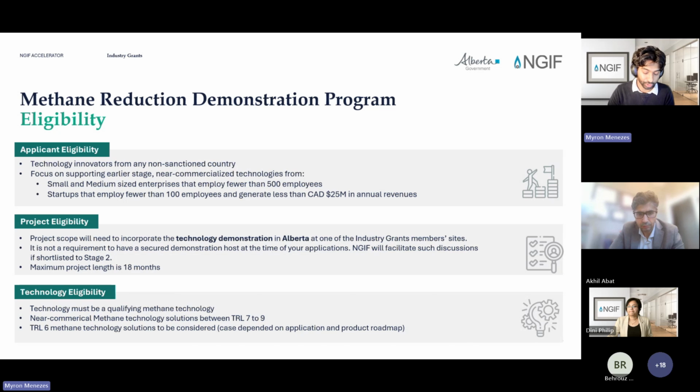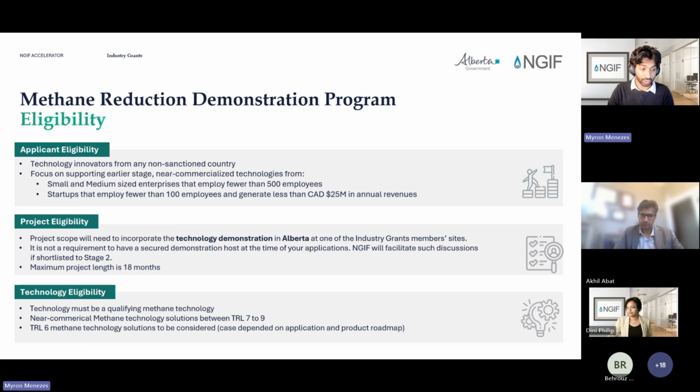In terms of a project, each application needs to allude to a project scope where the milestone entails advancing of TRLs and a technology demonstration. The technology demonstration needs to be in the province of Alberta and in one of the industry grant member sites. It is not a requirement for you to have a secure demonstration host or an industry partner at the time of your application. We will facilitate those conversations in the event you get shortlisted to stage 2 at the appropriate time. Circling back on the project, the maximum project length for this program should be no more than 18 months.